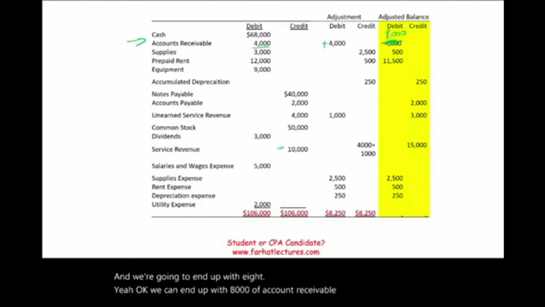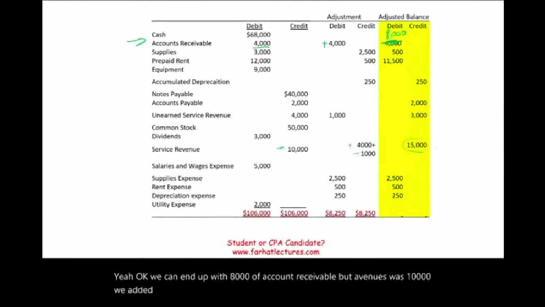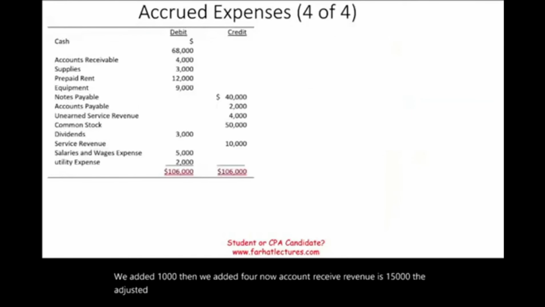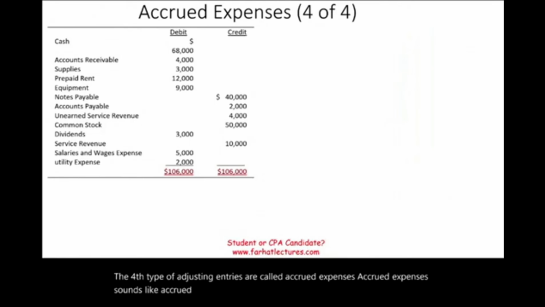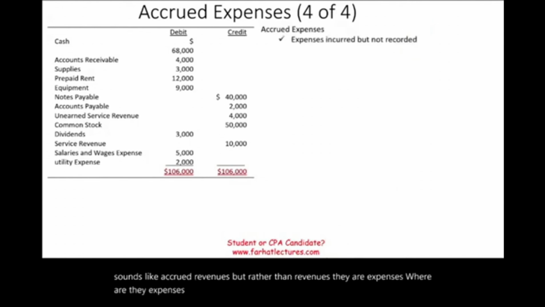Revenues was 10,000. We added 1,000, then we added 4. Now revenue is 15,000, the adjusted balance. The fourth type of adjusting entries are called accrued expenses. Accrued expenses sounds like accrued revenues, but rather than revenues, they are expenses. What are they? Expenses incurred, but not yet recorded.